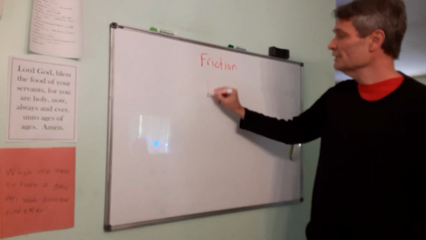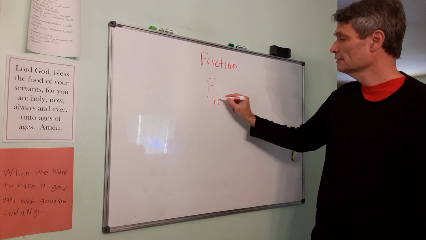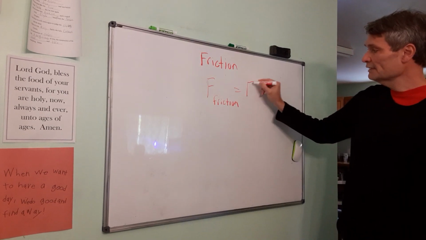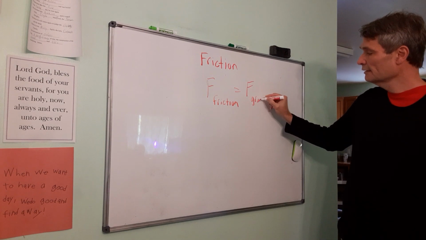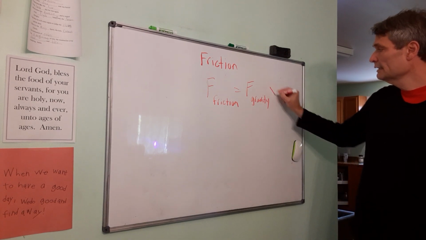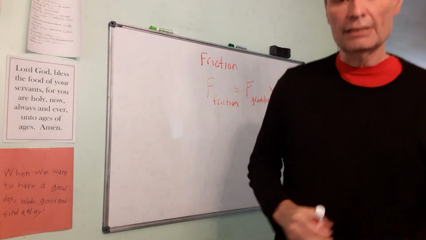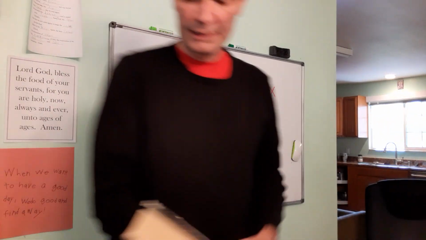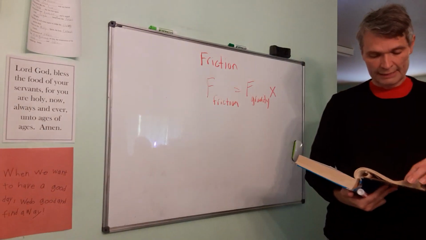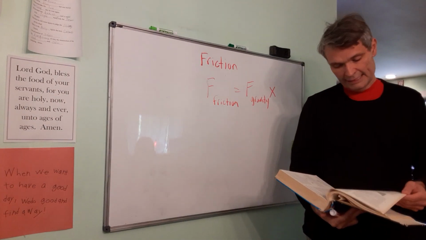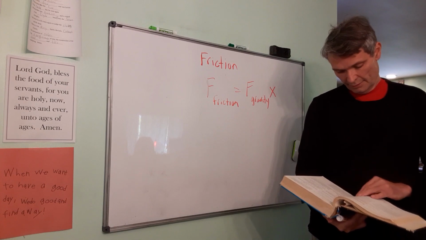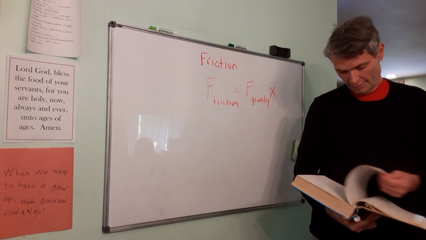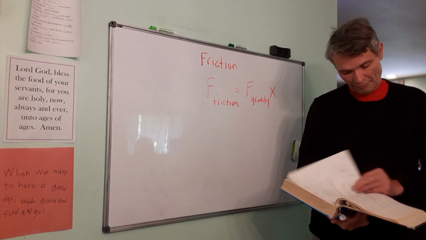Because the force of friction is equal to the force of gravity times something that they call the friction coefficient. And my memory is all of a sudden escaping me at the moment. That's why we have books. We write it down so we don't have to remember. Well, it would have been helpful if I had remembered.